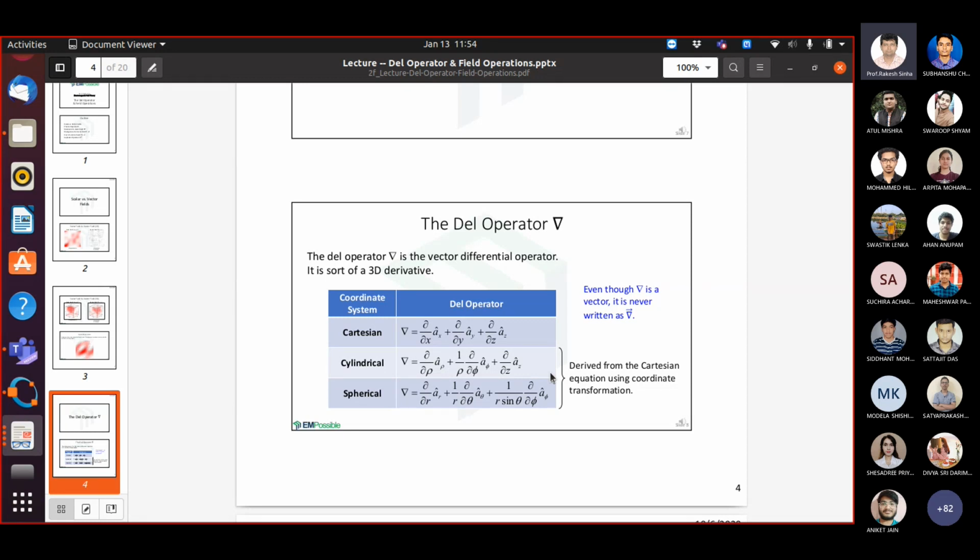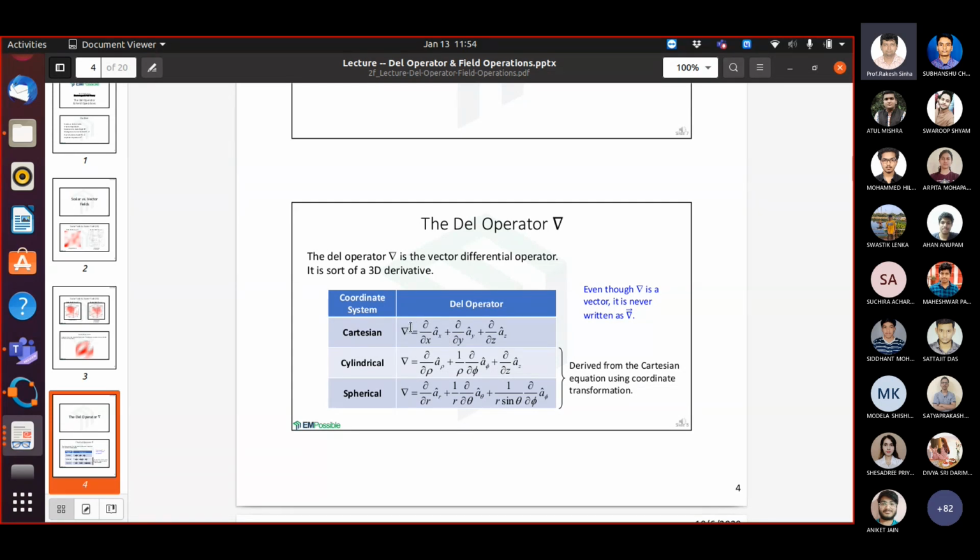In some books we write this with a vector notation on the top, and in some books we write simply nabla. This is the universal definition of the del operator in the Cartesian coordinate system, and this definition can be obtained by coordinate transformation. You can apply the same method.